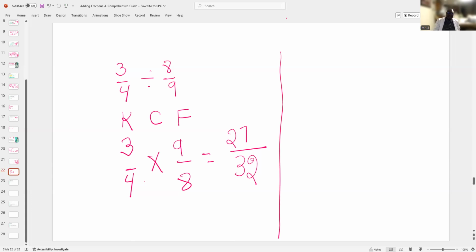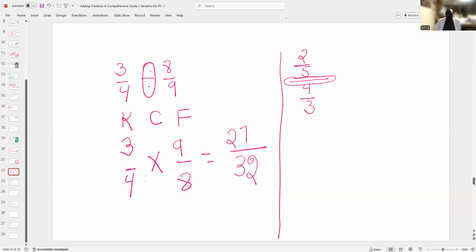Let's do another one. 2 over 5 divided by 4 over 3. It's a fraction divided by a fraction. Remember, we can use this sign to represent a fraction, or they can use that one to represent a division as well.